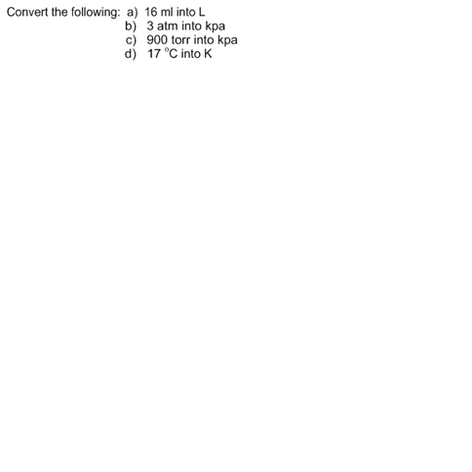Convert the following: A, 16 milliliters into liters, B, 3 atmospheres into kilopascals, C, 900 torr into kilopascals, and D, 17 degrees Celsius into kelvins. So A, B, and C will all use the same method because they can all be converted in the same fashion, whereas D is slightly different. All you need to do is add 273 to convert Celsius to kelvins. But for most conversions, the method that you'll see in A, B, and C can be used.